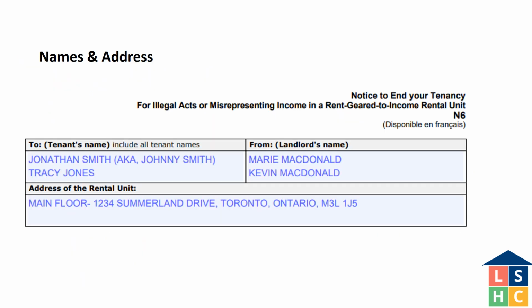When listing the tenants, include names of those who are identified on your tenancy agreement as tenants, or in the case of verbal tenancies, include names of only those who have been paying the rent. If your tenant uses a nickname, include both their legal name and their nickname. If you have a joint tenancy, which is 2 or more tenants together on one agreement, make sure to include all their names. The same applies with landlords. Include full names of all landlords for a rental unit.